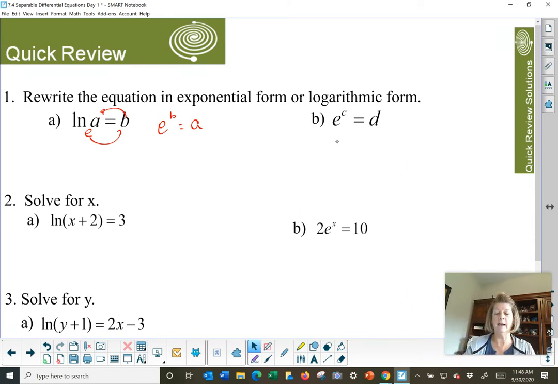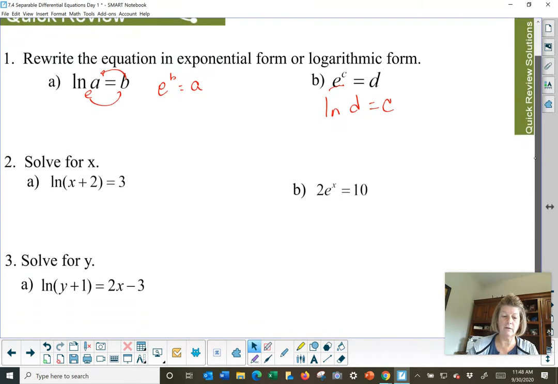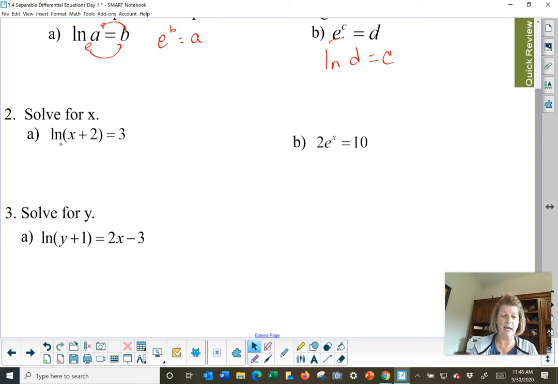For c, writing it in log form, let's do ln since it's a base of e, and the power is c, and it is the natural log of d. So natural log d equals c. Solving number 2a, I would write it in exponential form first. e to the third equals x plus 2. And then I would solve by saying x equals e to the third minus 2.